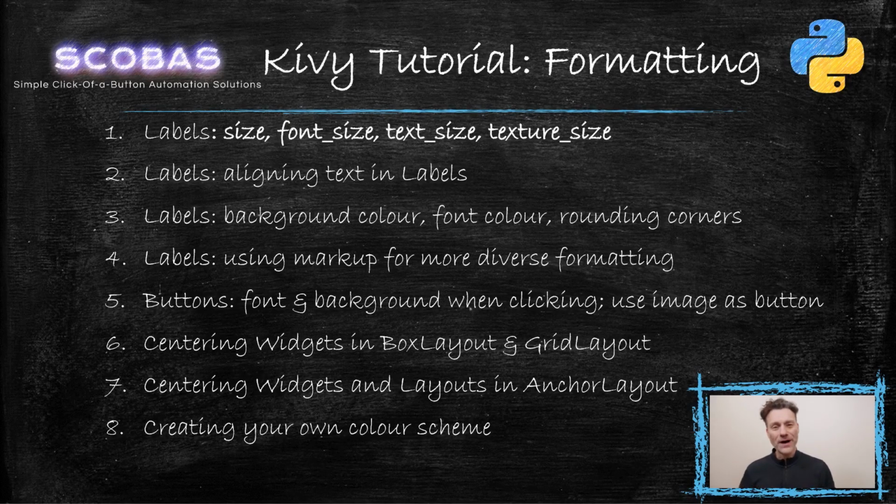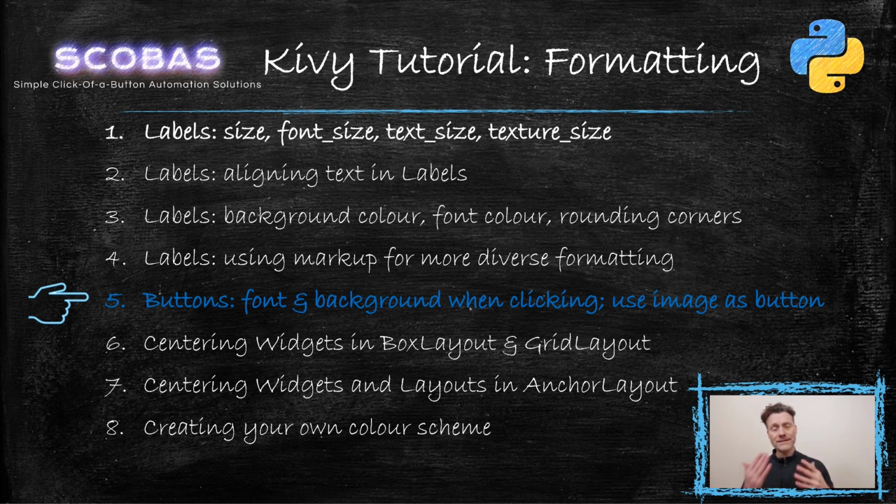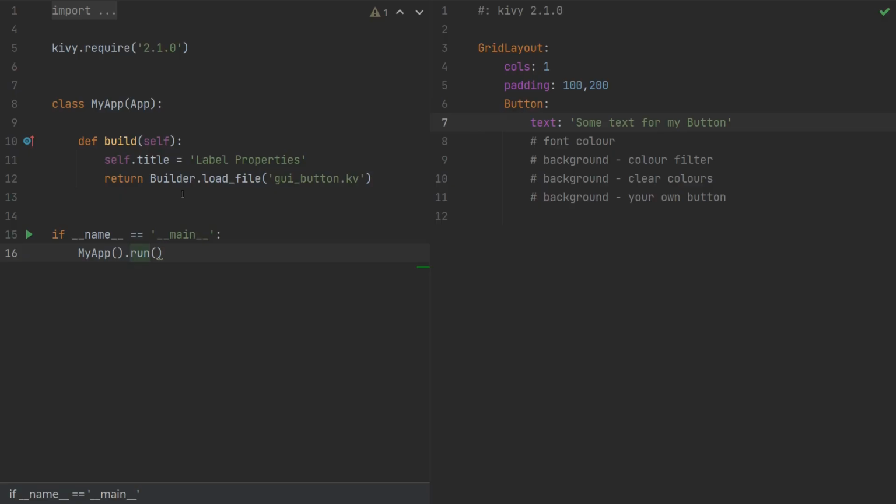Hey, and welcome to our Kivy tutorial where we talk about formatting. In part 5 today, we talk about buttons and how you can change the background color, the font color, and how that can differ when you click or not click the button. And then we also show you how we can use your own image as a button. Check it out. Let's start with what we have.